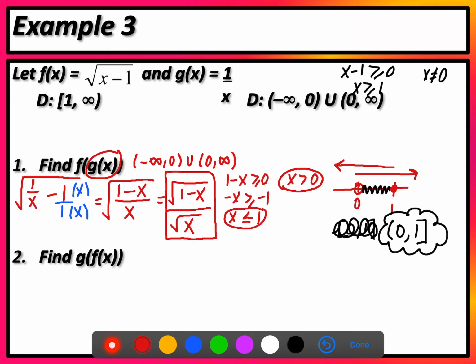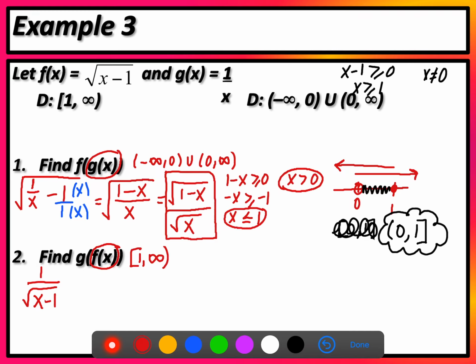For g of f of x, we're now going to put the square root into the rational function. So this is going to end up being 1 over the square root of x minus 1. We're taking into account the domain from f, because that's what's being substituted in, and that was 1 to infinity.